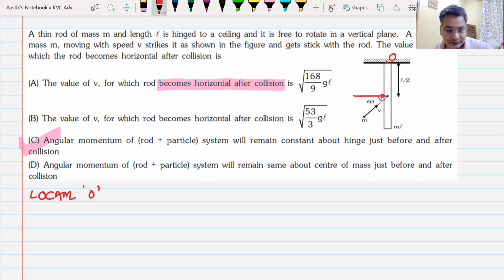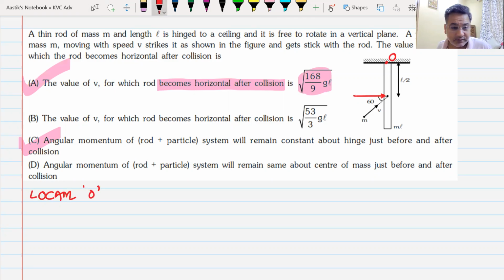Yes or no? Sir, it is option A, sir. It is option A, 168 by 9. Well done. Correct. This is the correct answer, 168 by 9. Good. Yes, so I have to apply conservation of angular momentum about the point O.